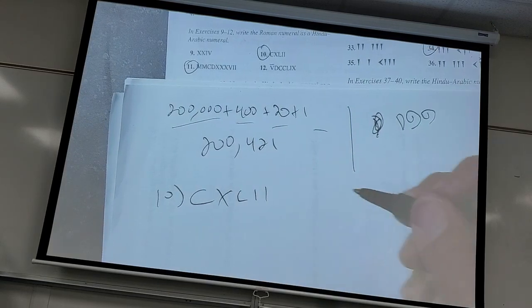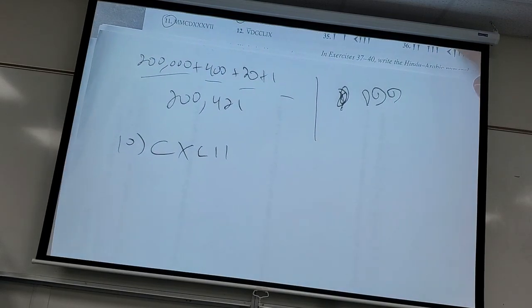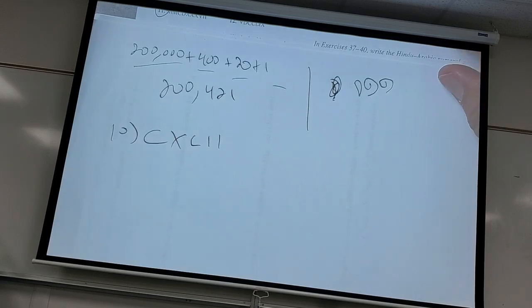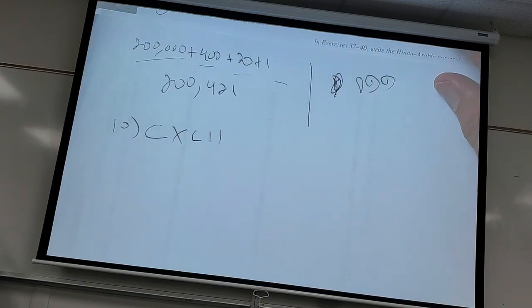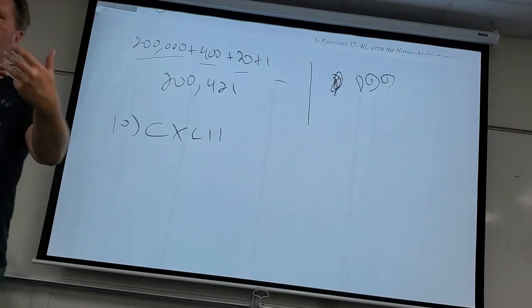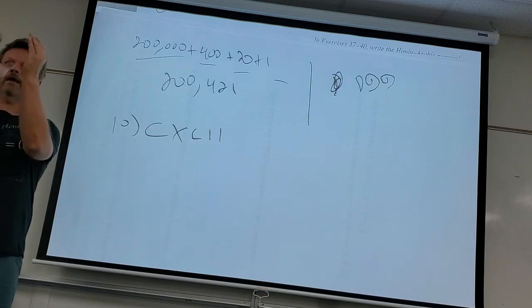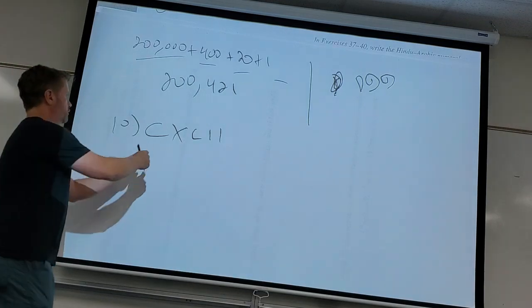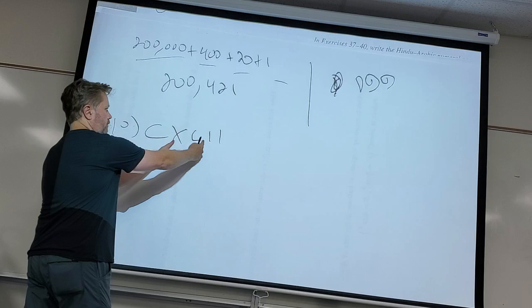CXLII. Before you even start doing the problem, you look for what? What's the very first thing you want to find? The Romans are additive except for when? Yeah, when there's a symbol for a smaller number in front of a bigger one. So you look for any pairs where that's true. That's not true here.